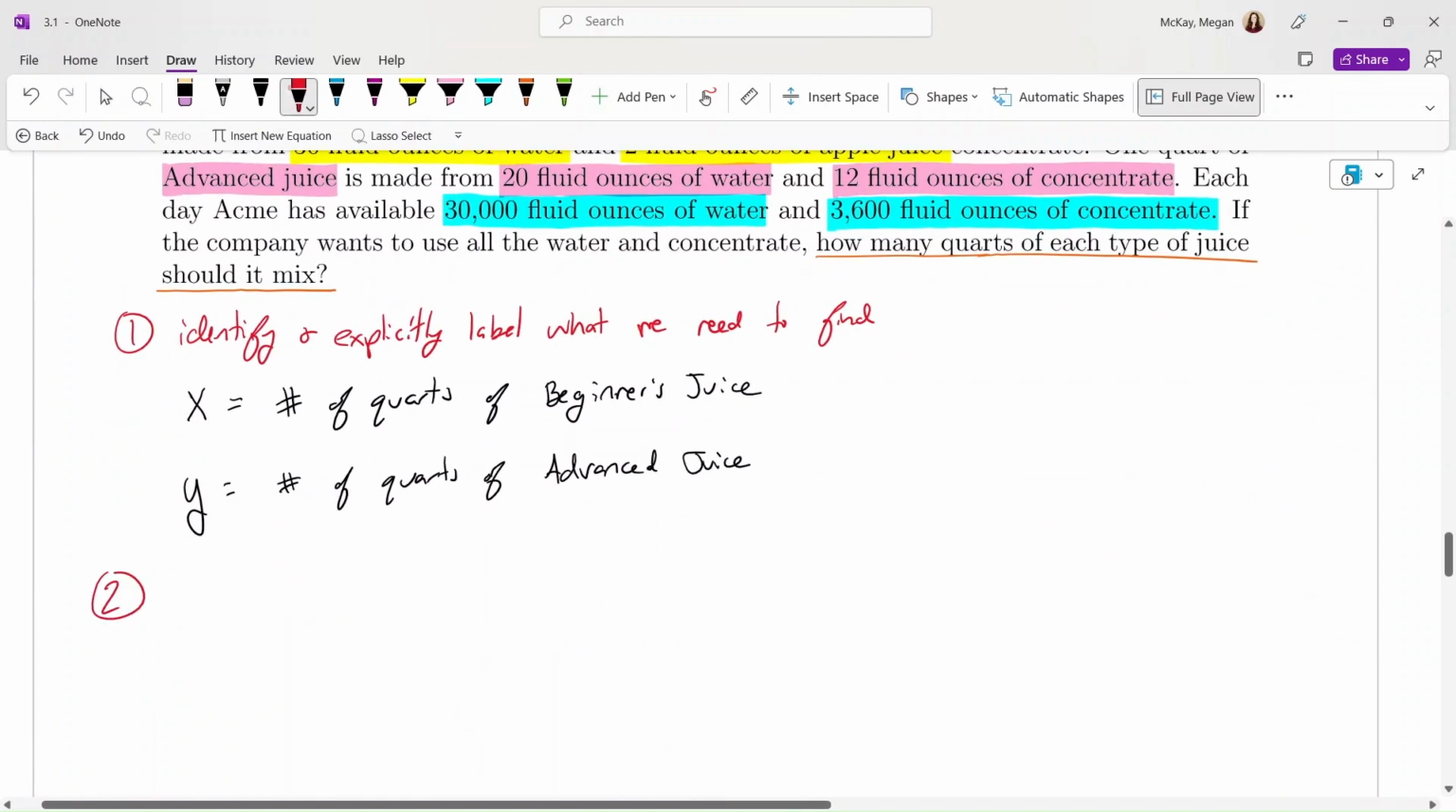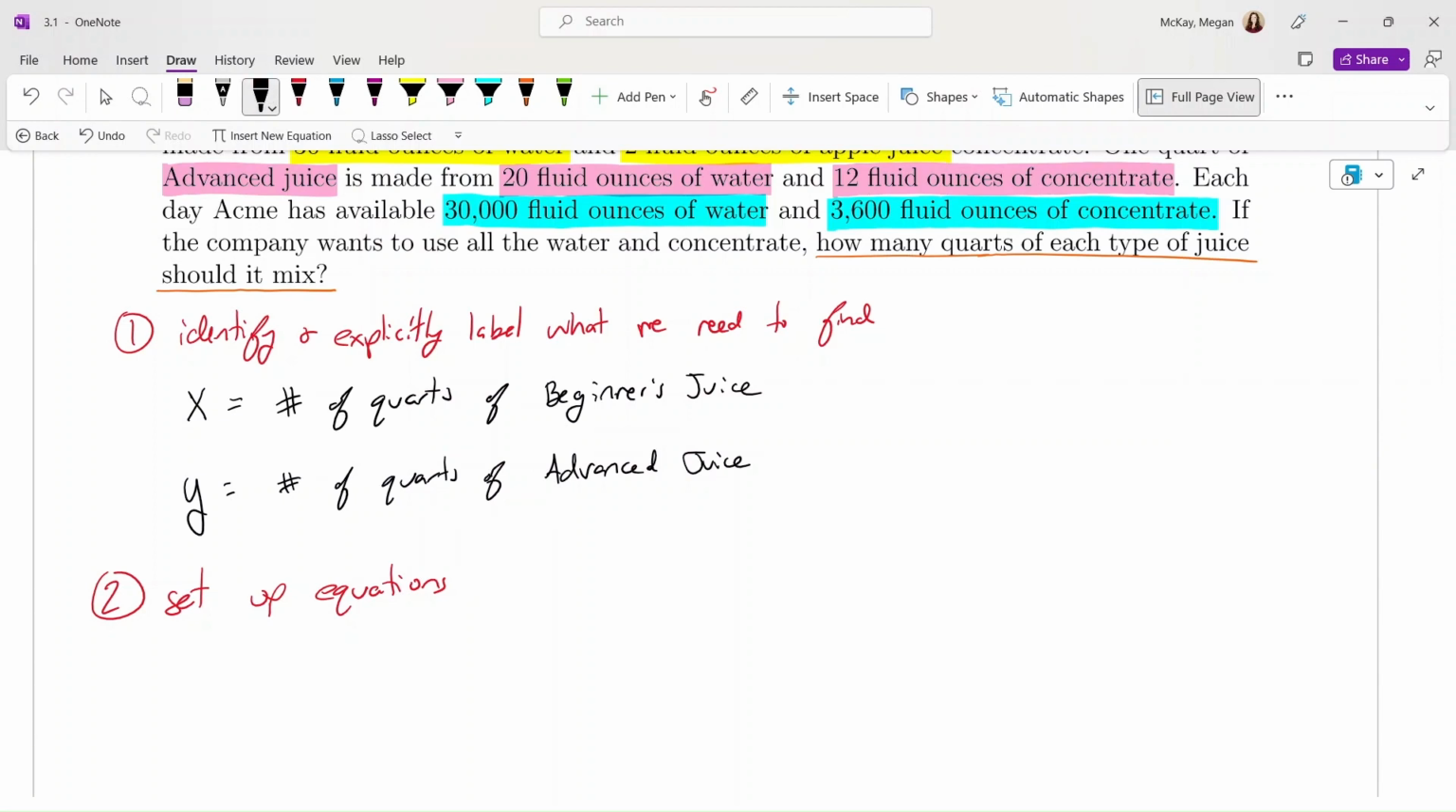Step 2 is to set up our equations. Now sometimes we can use a table, and whenever we can use a table, that's always going to be the most helpful way to keep all of our information organized. Alright, so let's go ahead and set up a table, and our table is going to look like this.